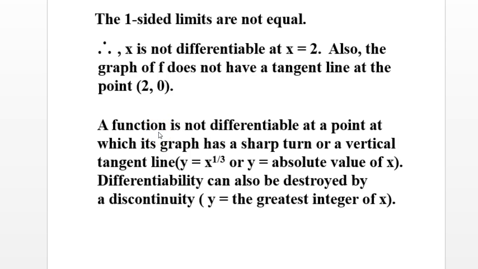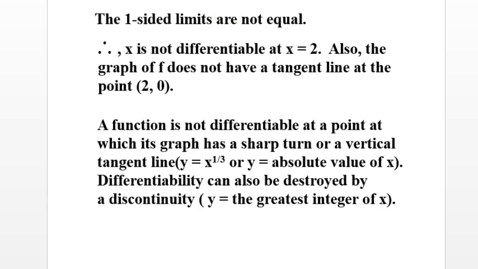Okay, now a function is not differentiable at a point at which the graph has a sharp turn or a vertical tangent line. Okay, differentiability can also be destroyed by discontinuity. y is the greatest integer of x. And vertical tangent line, y equals x to the 1/3, which is the cube root of x, or y equals the absolute value of x. Those ones are the ones you just can't mess with. They're just rough right there.